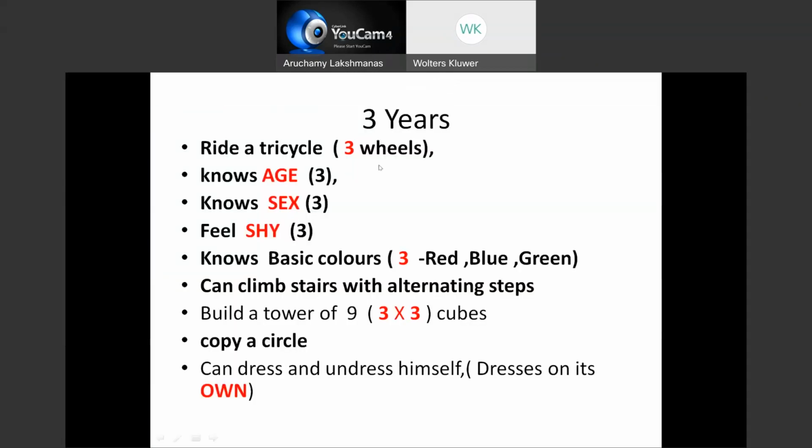So 3 years. See, 3, you can remember all 3. Age, 3 letters. Sex, gender, boy or girl, 3 letters. Feeling side, 3 letters. Basic colors, 3 colors. Tricycle, 3 wheels. Can climb stairs with alternating steps. You just put 3 lines. So there will be 2 steps. This is one step, another step.